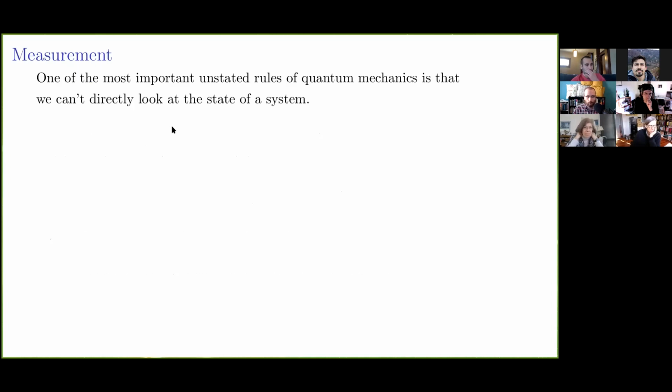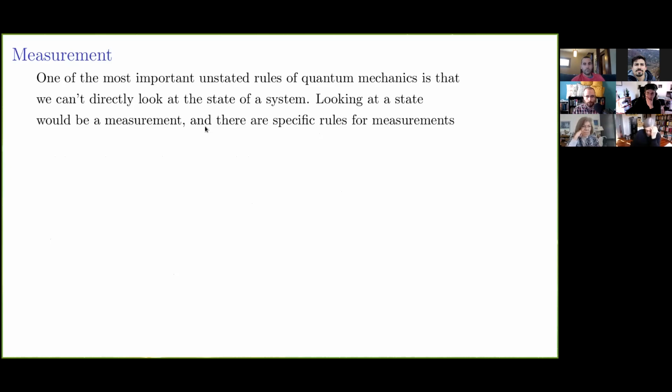Now, one of the most important unstated rules of quantum mechanics is that we can't look directly at the state of a system. So it is or can be modeled as a unit vector, but we don't get to see what that unit vector is at any point. And that's because when you talk about looking at something, that's like doing a measurement. And in quantum mechanics, there are rules for what a measurement is. Measurement can only happen in specific ways.